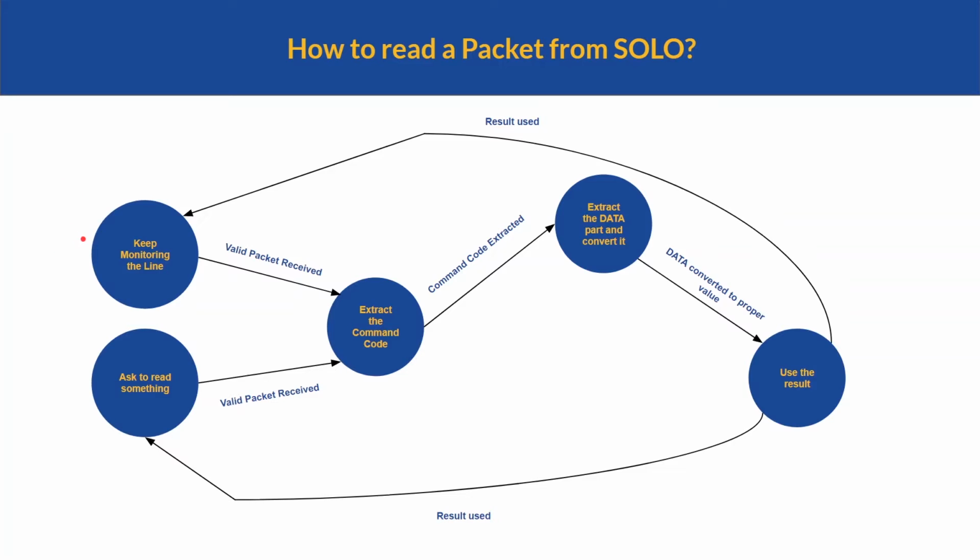So you have two ways. You can keep monitoring the line of receiving, or you can ask something from Solo so it sends you back the parameter. Once a valid packet is received from Solo, you need to extract the command code to see what type of command you're reading. Based on that command code, you decide how to convert the data section. And after you convert the data section properly, you can use the value. And again, the process restarts.